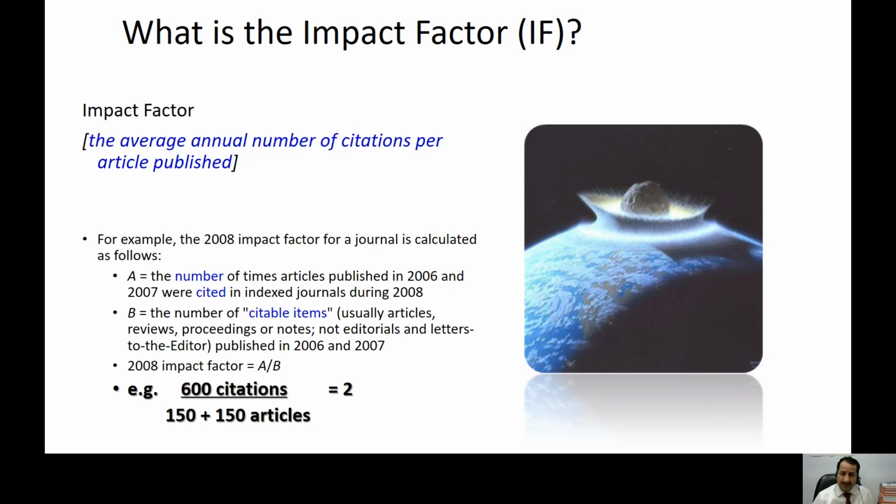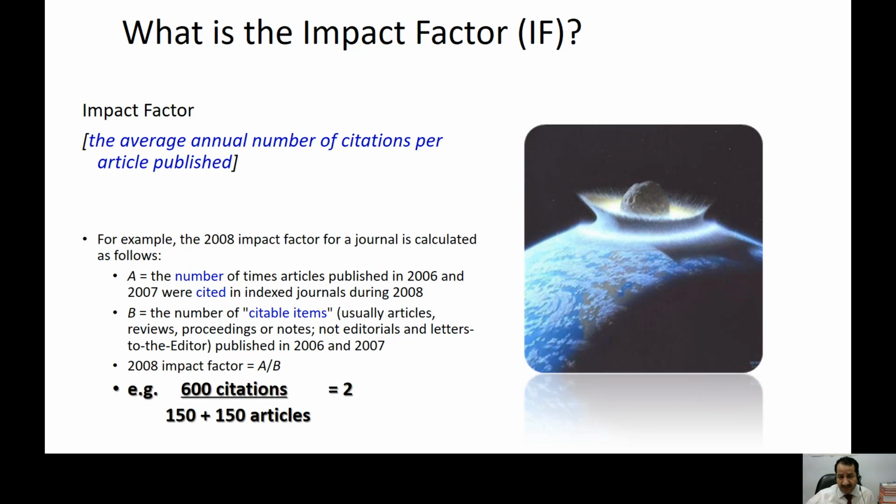And let me start with impact factor. Impact factor is very simple. It's a criterion used to judge the quality of the journal, and is defined as the average annual number of citations per article published. I will give an example here so you can understand it. Now, let's say A is the number of times articles published in 2006 and 2007 were cited in 2008. It means I want to calculate the impact factor in 2008. So I look 2 years back, 2006 and 2007, and I see the number of citations for the articles published there. Then B is the number of citable items, I mean the papers cited.